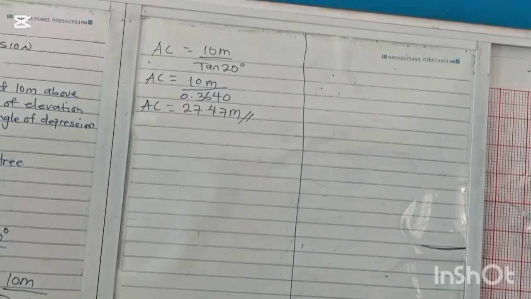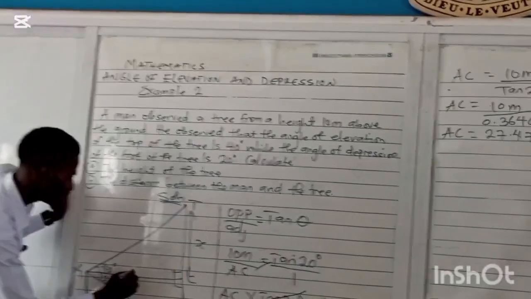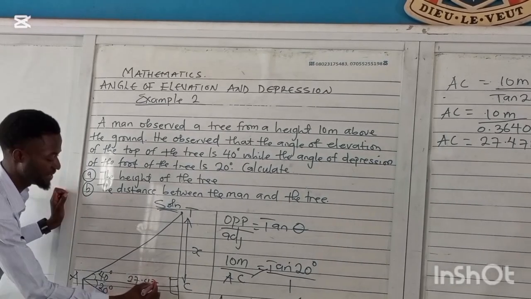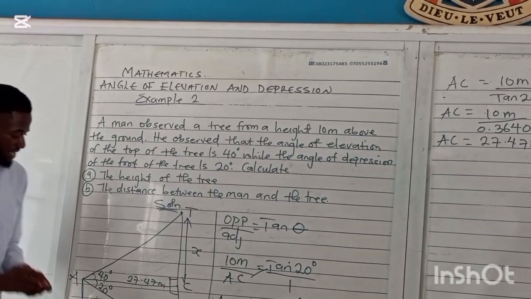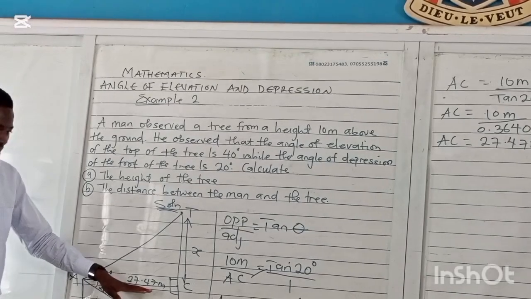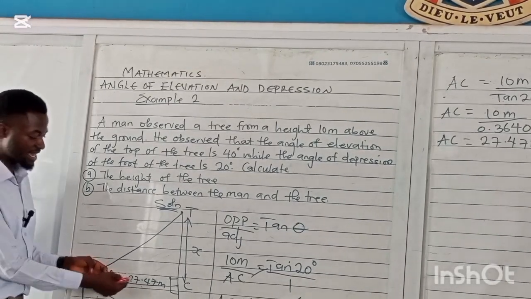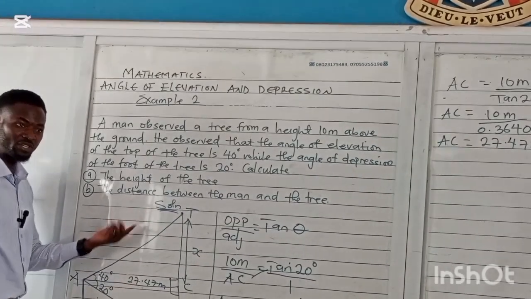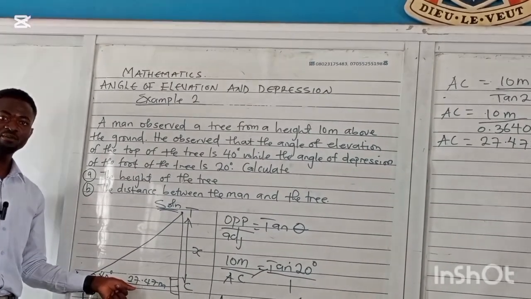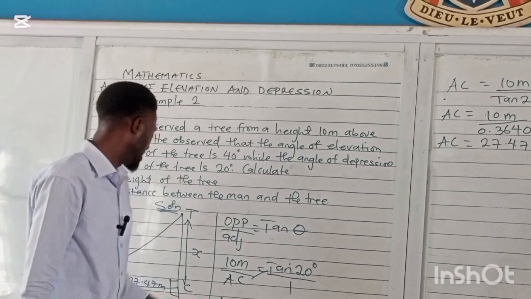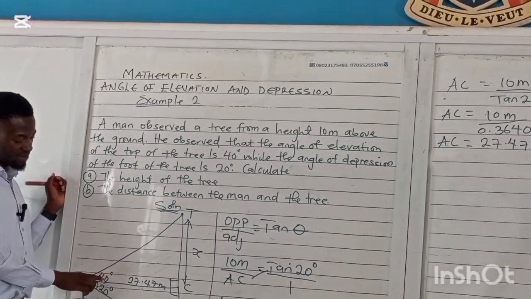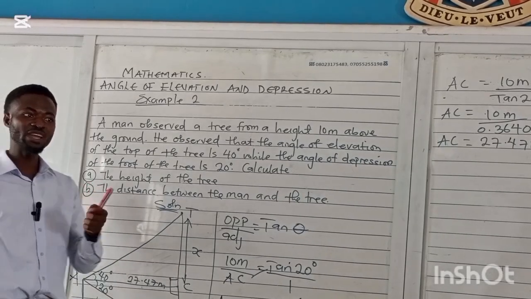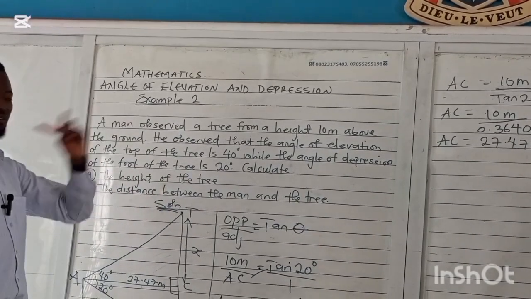So at this point here, we are having 27.47 meter. Now, if you're bringing this one, the angle of depression here, this side is still 27.47. If you are taking this as angle of elevation, it is still 27.47. So now, from here, we can easily find our value of x, because the question says that we should find the height of the tree.